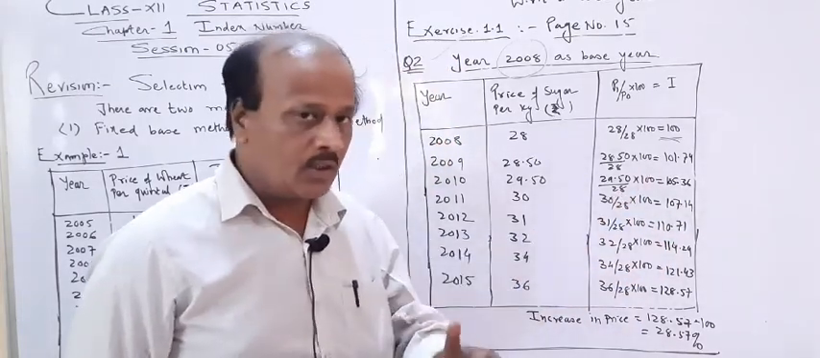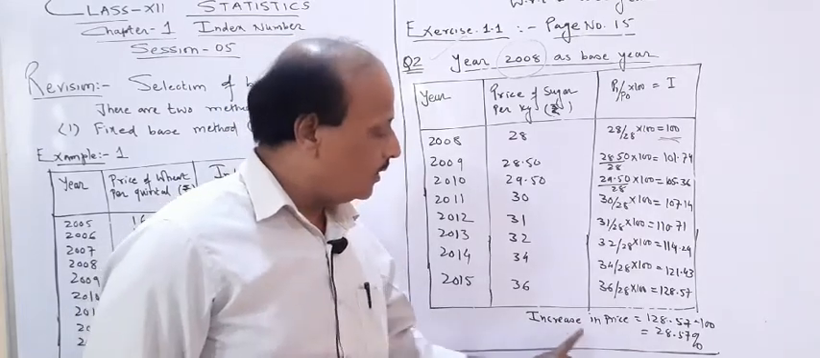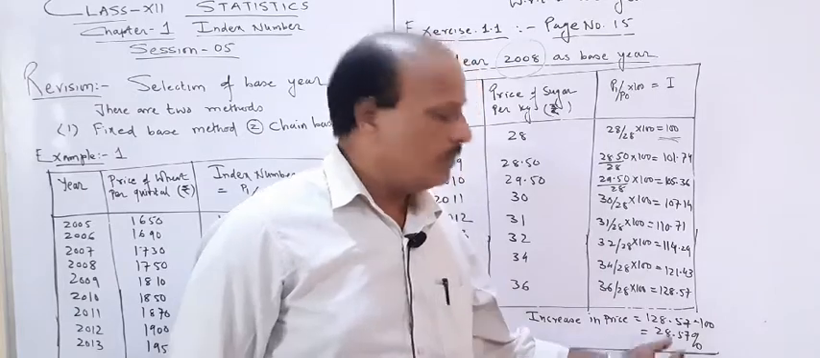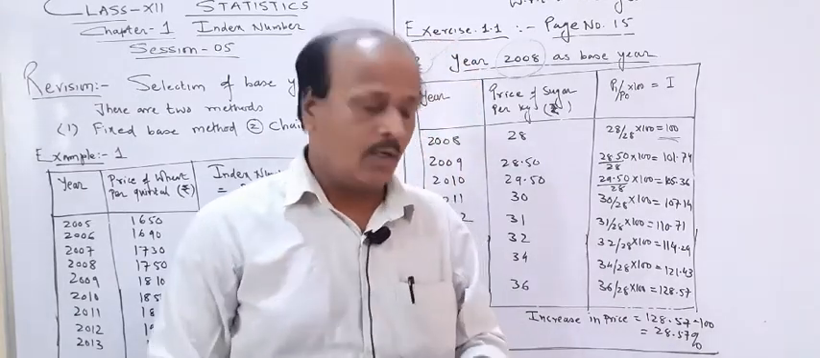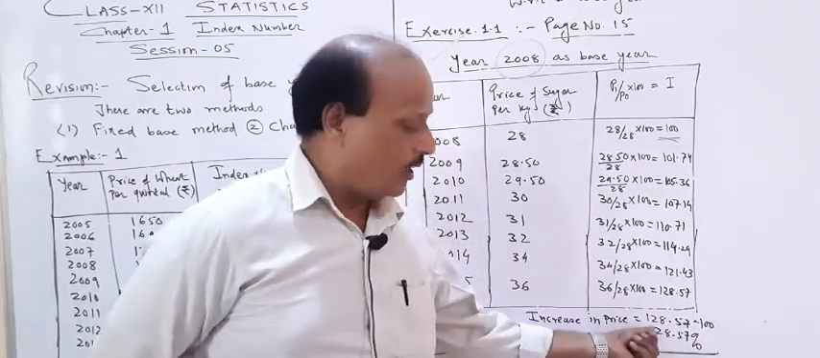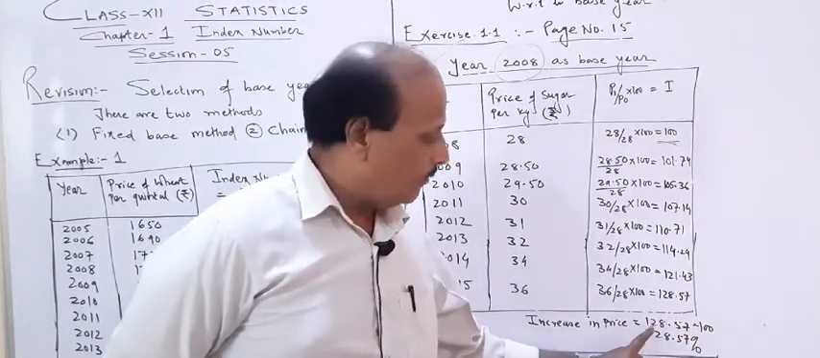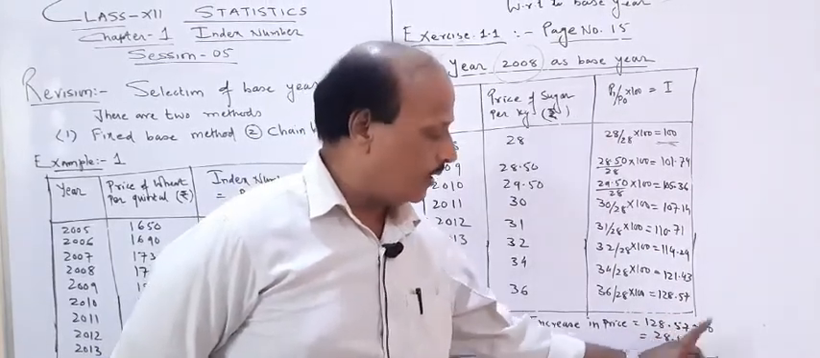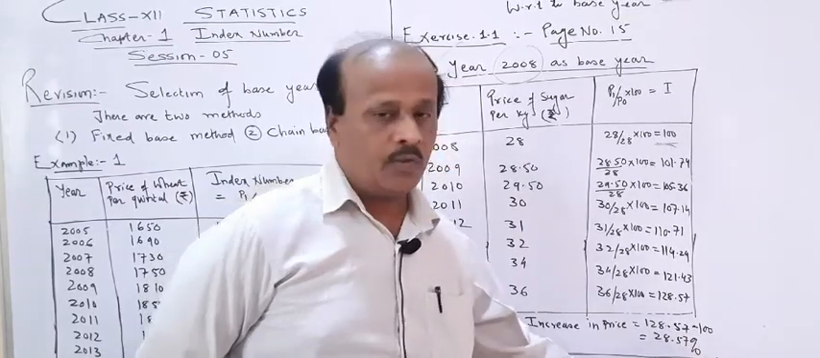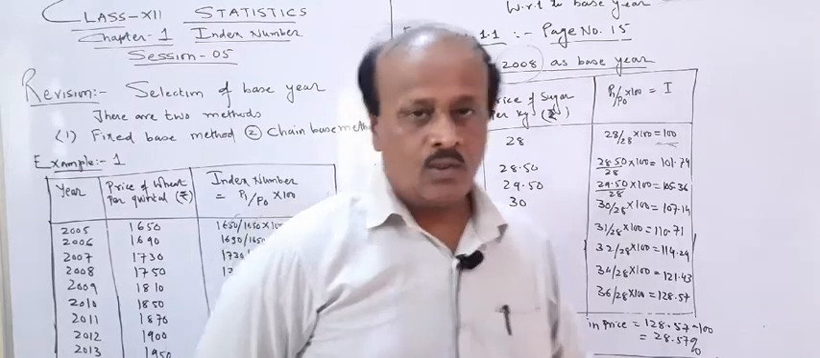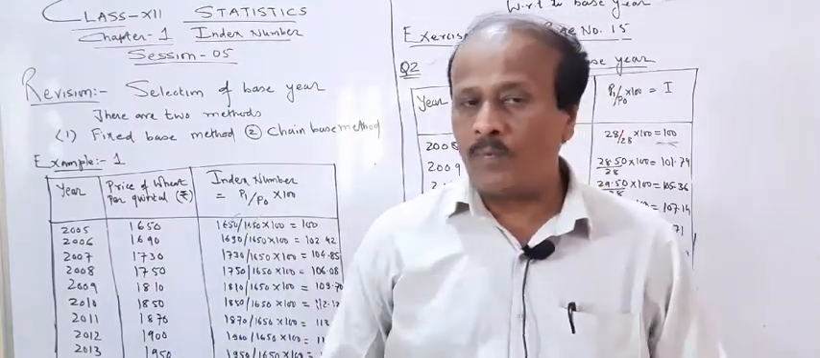In the question it is not given what the increase in the price is, but make it a habit, because many times they ask that part. So the increase in the price of sugar with respect to the base year will be 128.57 minus 100, that is 28.57. This I added from my side. So this is question number 2 of our textbook.